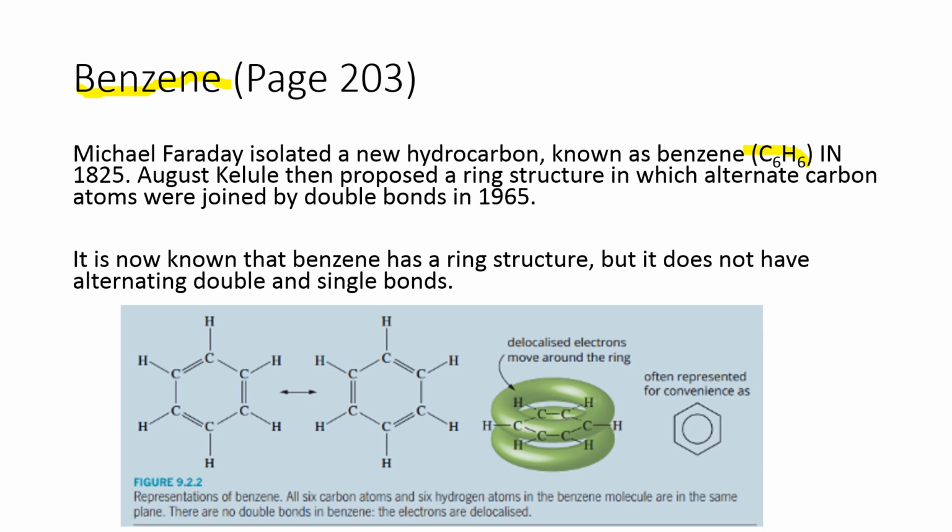So it is now known that benzene has the ring structure, but it does not have alternating double and single bonds. Initially, that particular structure, as described by August Kekulé, looks something like this. If you look at this diagram here at the bottom, the one that I'm circling in red is what was proposed by Kekulé, that the double bond and the single bond were actually alternating. But it turns out not to be true.